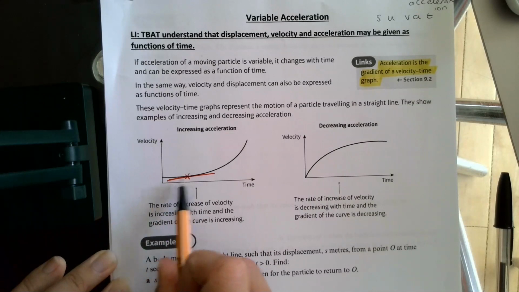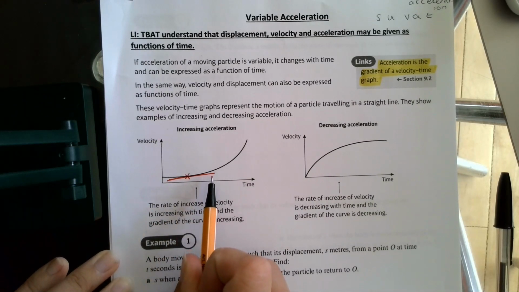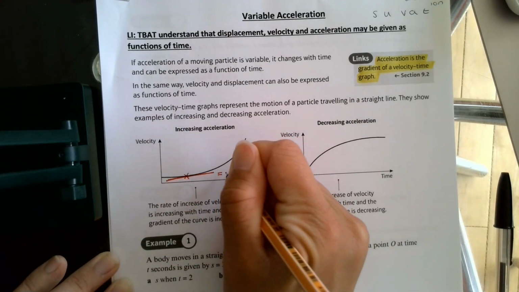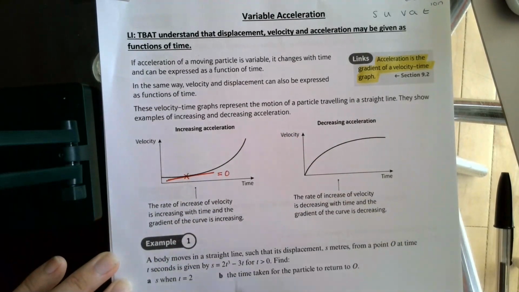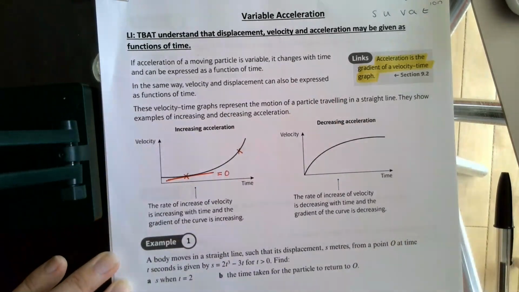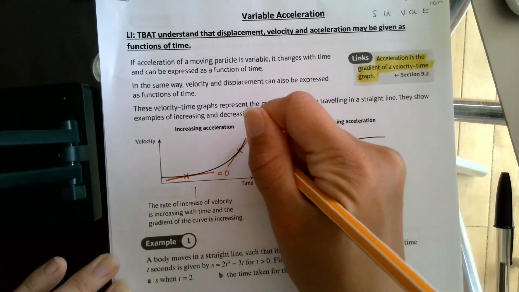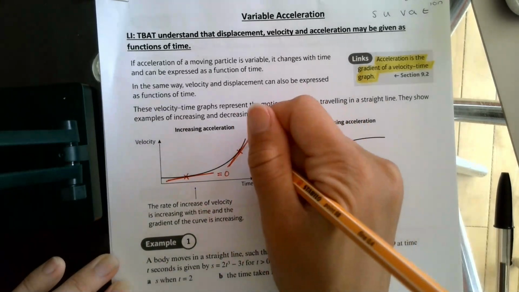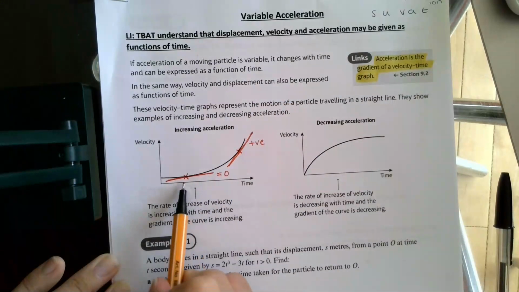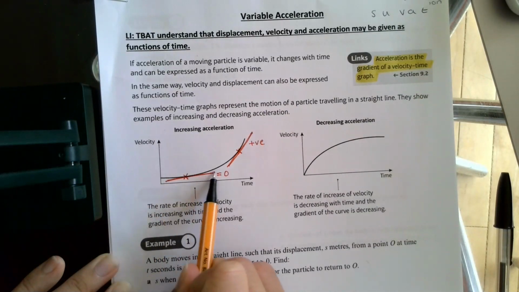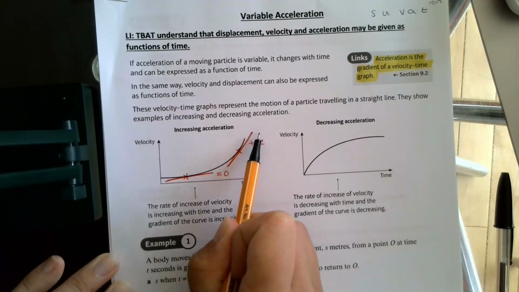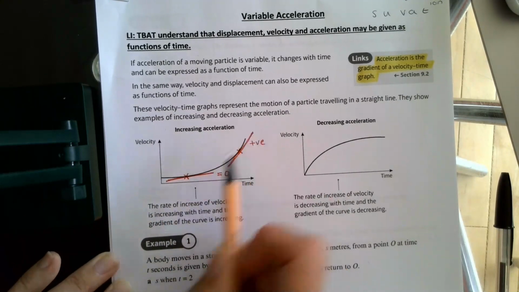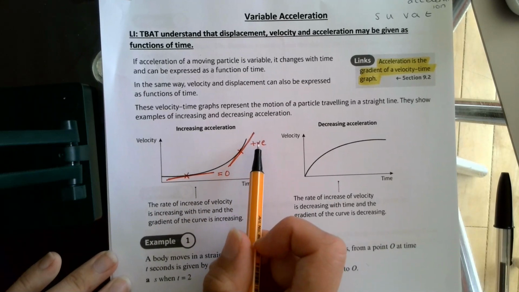So clearly, the gradient of that line that I've just drawn is quite small. It's almost a gradient of 0. So we've got a very small, almost 0 acceleration. If I choose a point later on, such as here, and I draw the gradient to the curve over there, I've got a much bigger gradient, and it's definitely more positive. So I've gone from an acceleration of almost 0 to a much bigger acceleration. So the acceleration is increasing. The gradient is getting bigger and bigger. The acceleration is getting bigger and bigger.